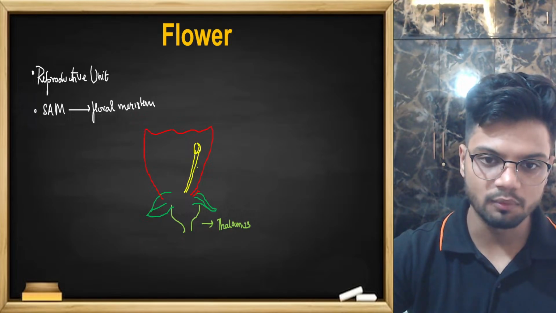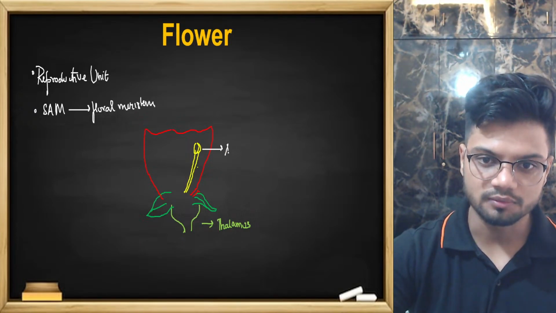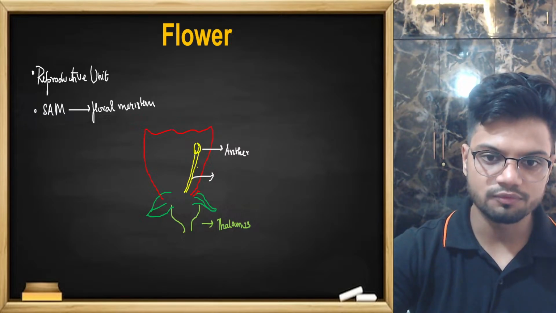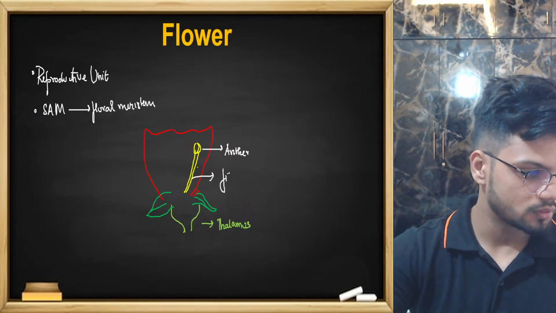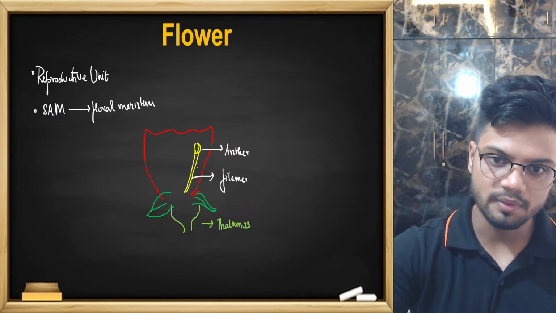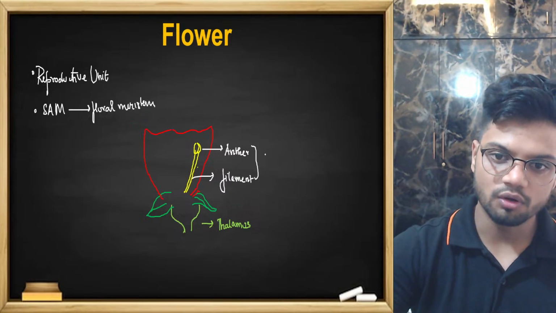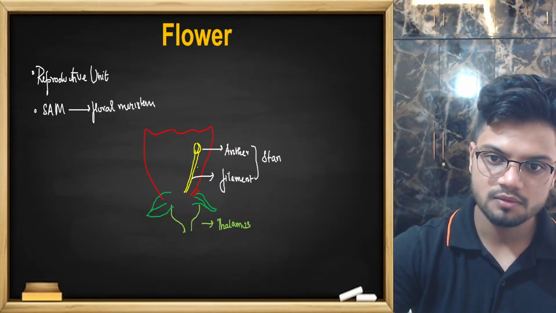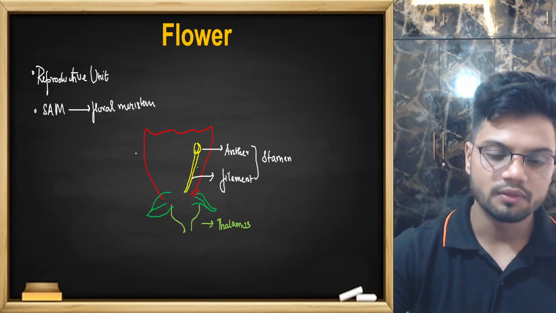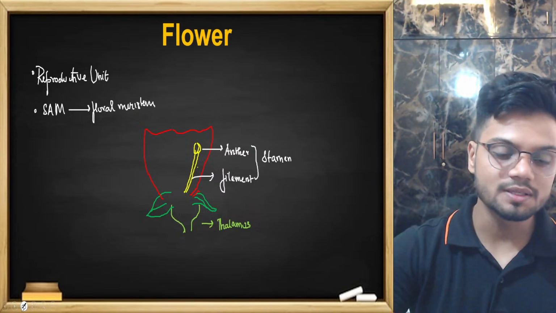First of all, let's label one by one. This is called the anther. This is called the filament. Together, they are called the stamen. That is the androecium, the stamen part.